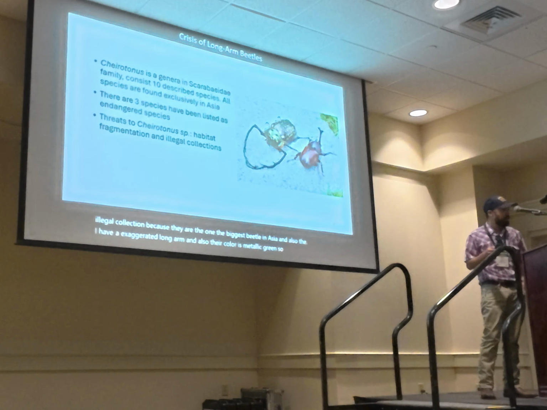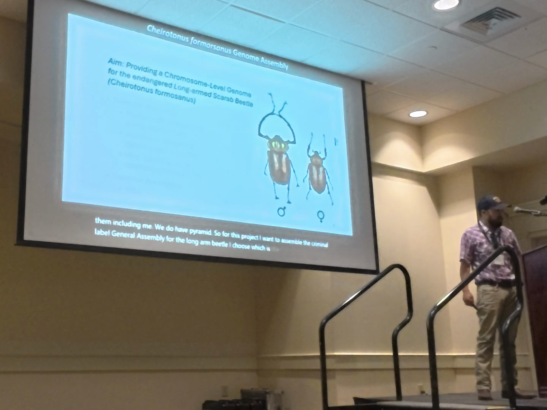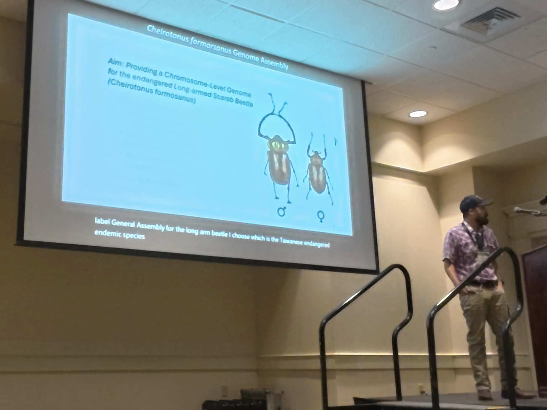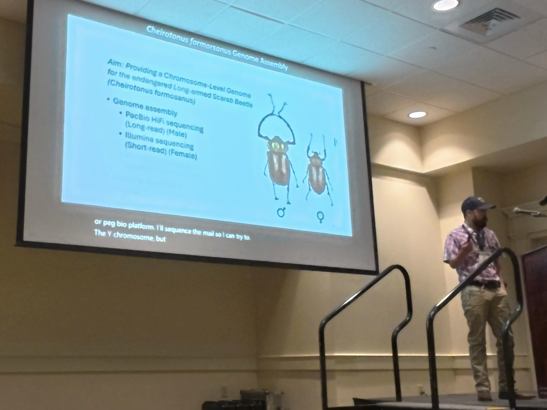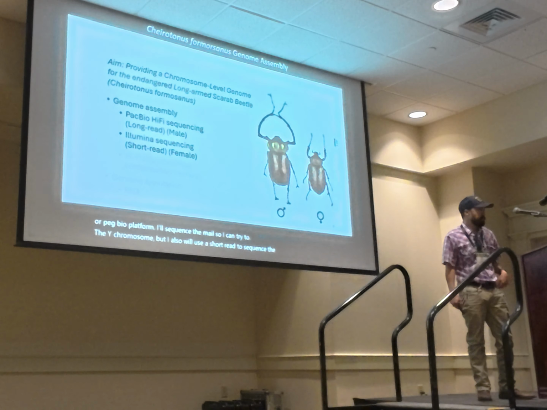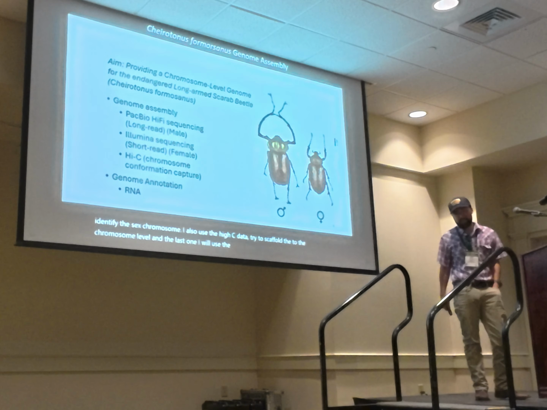For this project, I want to assemble a chromosome-level genome for the long-arm beetle. I chose Cheirotonus formosanus, which is the Taiwanese endangered endemic species, and where I'm from. For the genome assembly, I'll use the HiFi PacBio platform. I'll sequence the male, so I can try to get the Y chromosome. But I will also use short reads to sequence the female, so I can try to identify the sex chromosome. I'll also use Hi-C data to scaffold to the chromosome level. And the last one, I will use RNA data to help with the genome annotation.